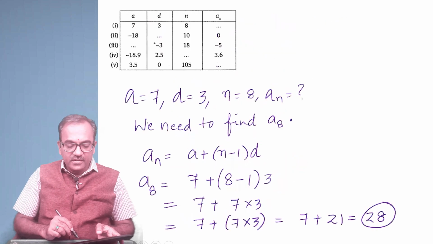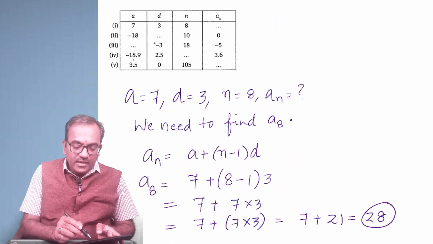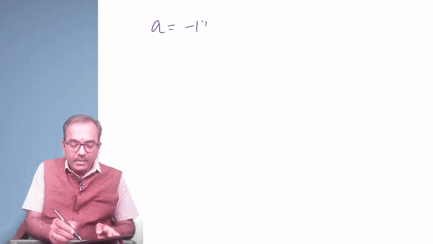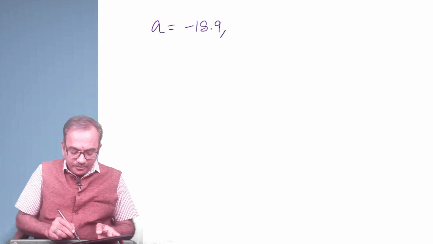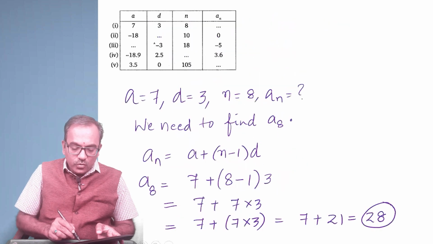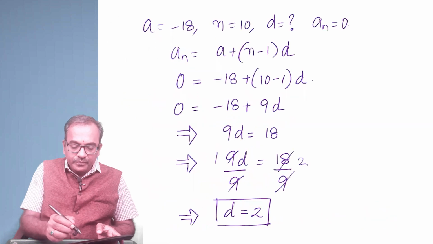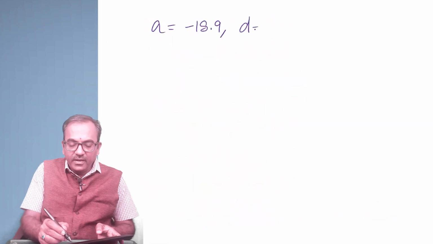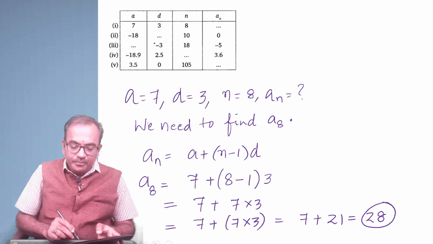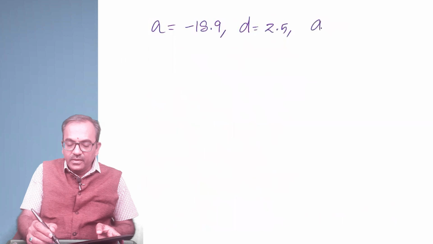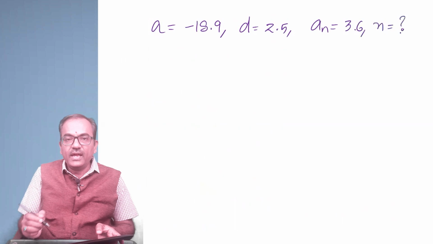Dear children, let's take up the fourth one. What do we have? a is equal to minus 18.9, and d is equal to 2.5. And what is it that we need to find? We need to find n, where an is equal to 3.6. We need to find the value of n.